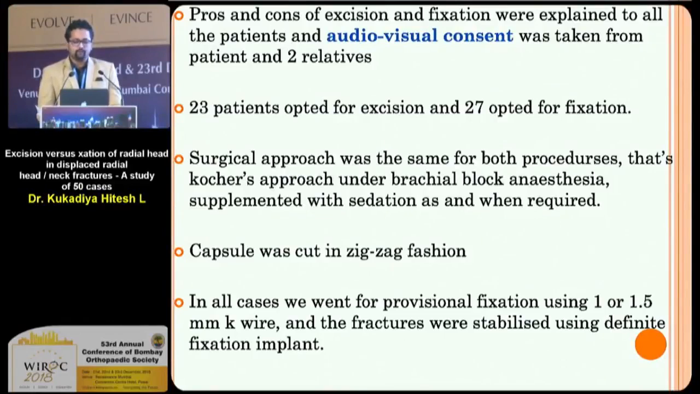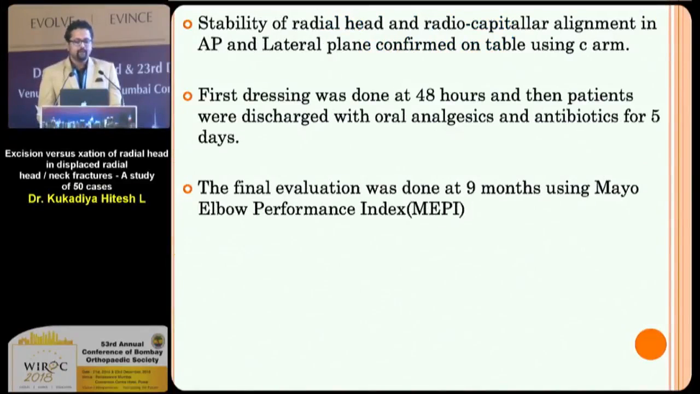The surgical approach for both procedures was the same, Kocher's approach under brachial block anesthesia with sedation as and when required. The capsule was cut in zigzag fashion in all cases. We went for provisional fixation using 1 or 1.5 mm K-wire and the fracture was stabilized finally using a definite implant fixation. Stability of the radial head and radiocapitular alignment in AP and lateral plane was confirmed on table using C-arm. First dressing was done at 48 hours and then patients were discharged with oral analgesics and antibiotics. The final evaluation was done at 9 months using Mayo elbow performance index.